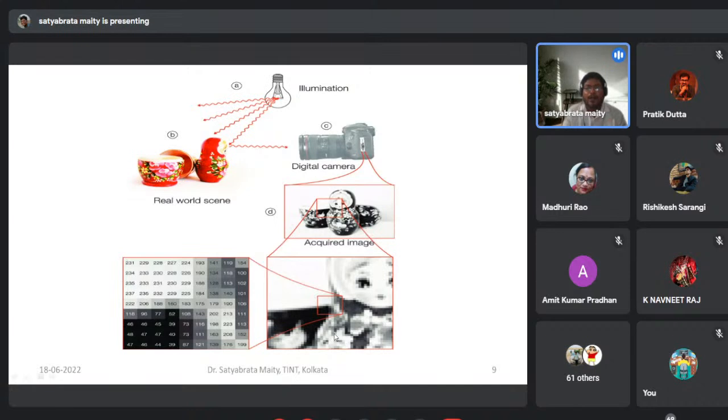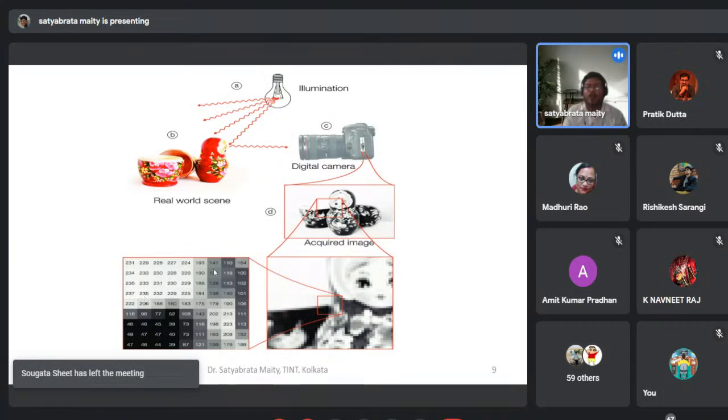Clear? Now exactly what is stored in the computer, if you just take this part of the image? This is nothing but a bunch of numerical values. These numerical values are stored in the computer.